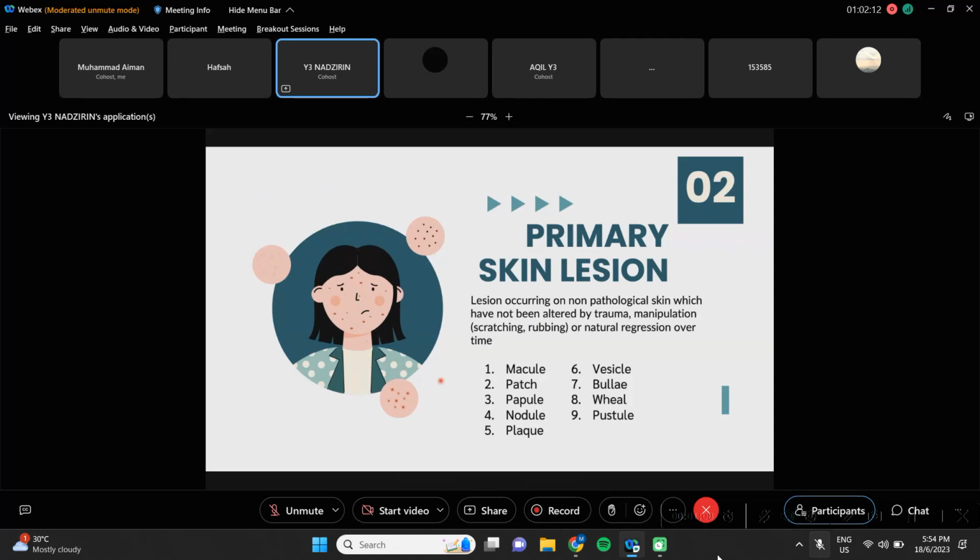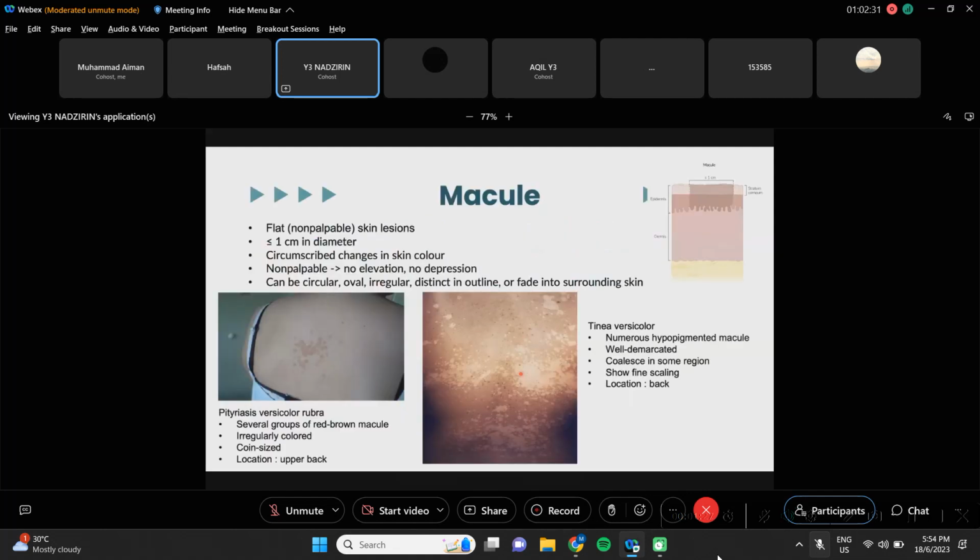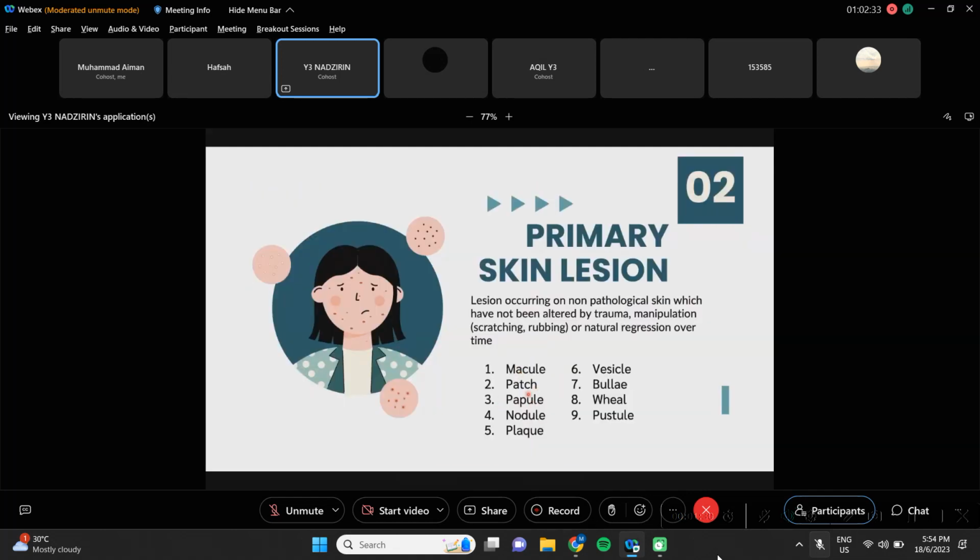It is non-pathological skin which has not been altered by trauma or manipulation, such as scratching or rubbing, or by natural regression over time. So first of all, I will continue with the nine that I listed out in the primary skin lesion: macule, patch, papule, nodule, plaque, vesicle, which is blistered, bulla, wheal, and pustule.